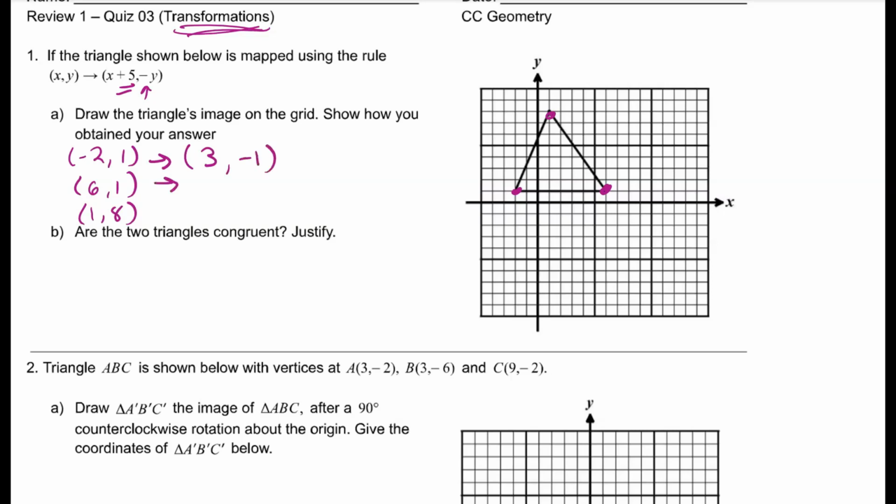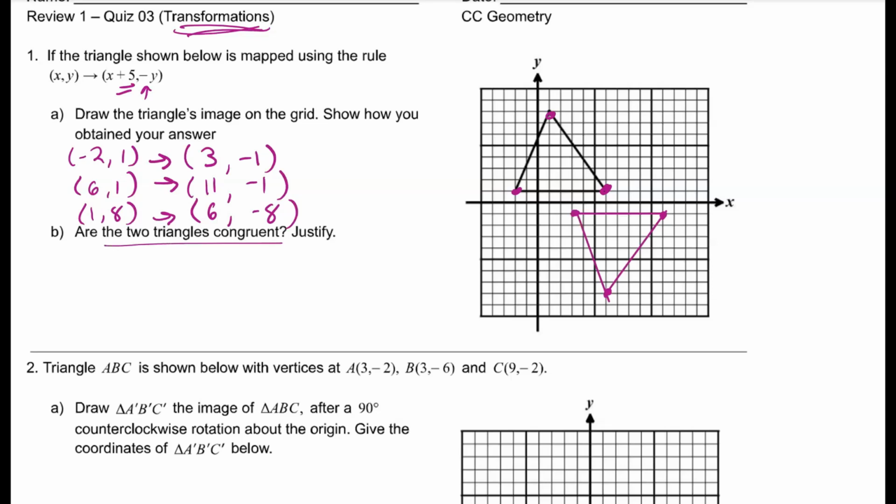Same thing for my second point. I'm going to add 5 to my x coordinate to get 11, and negate that y value. And once again, when I add 5 to 1, I get 6. And when I negate that y, it's -8. So I'm going to take a second just to plot those points. So I've plotted the triangle.